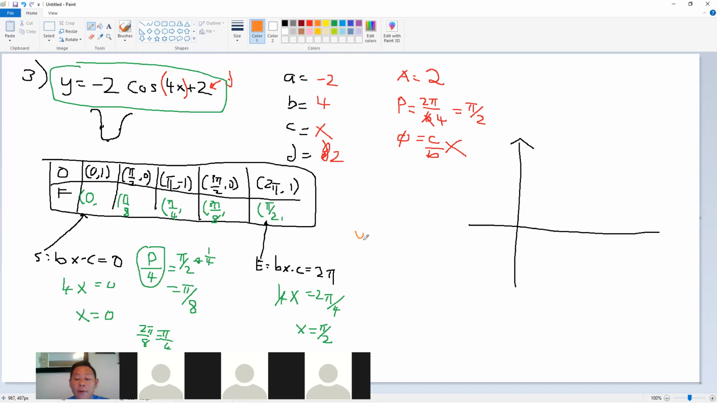How do you figure out your y value? You have to multiply by a, and then add d. So a in this case is -2. You have to take all the values and multiply by -2, and then after that, you add 2 to it. The first y value we have here is 1. So what is 1 times -2 and add 2? What do you get?